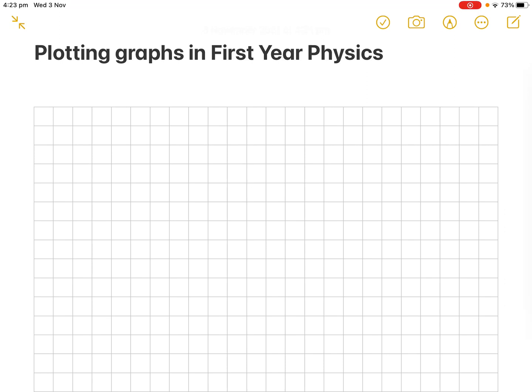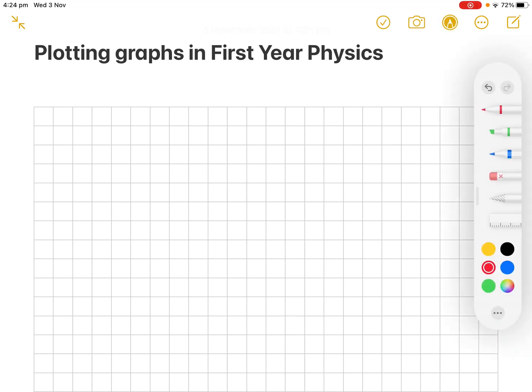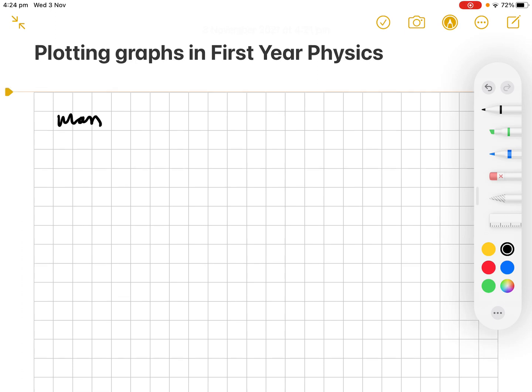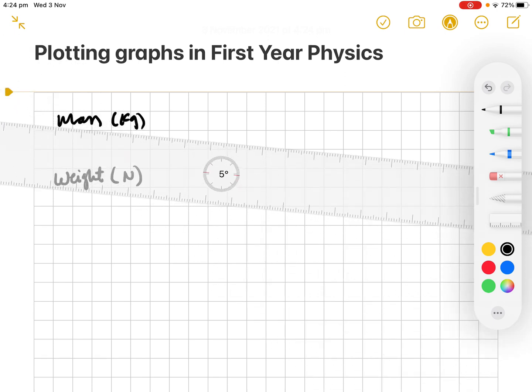Well, you'll usually be given some data to plot. I'm going to choose a mass and a weight example. So for example, you might be given some mass data and the corresponding weight of that mass. So we'll put the mass in kilograms and the weight, of course, will be in newtons.